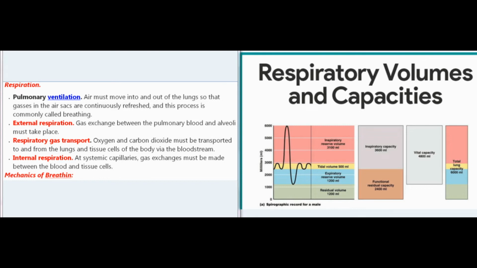External respiration. Gas exchange between the pulmonary blood and alveoli must take place. Respiratory gas transport. Oxygen and carbon dioxide must be transported to and from the lungs and tissue cells of the body via the bloodstream. Internal respiration. At systemic capillaries, gas exchanges must be made between the blood and tissue cells.